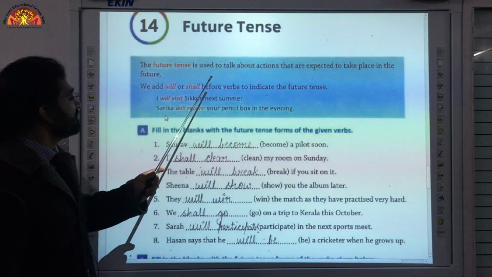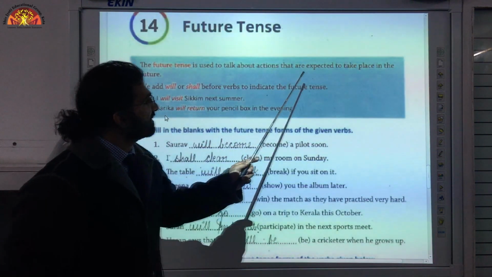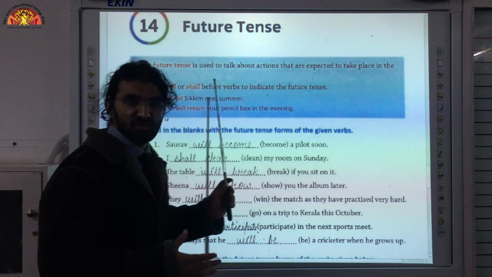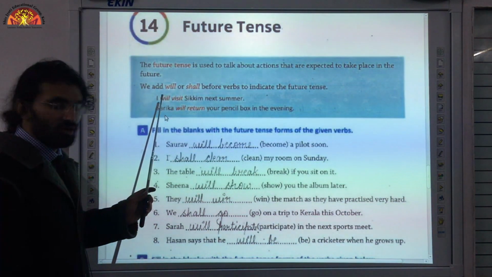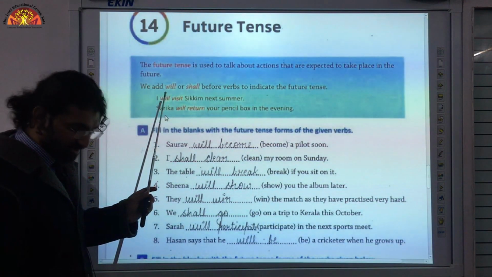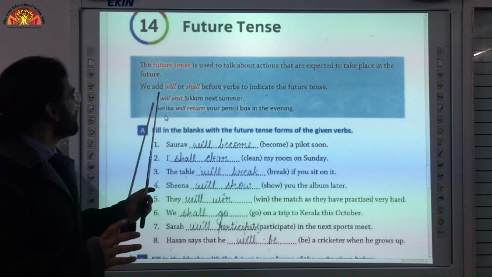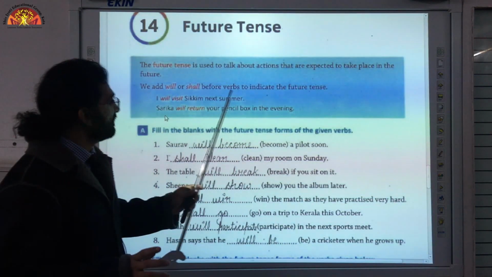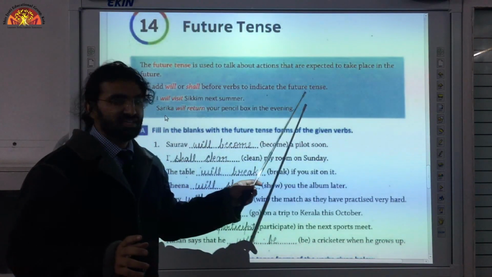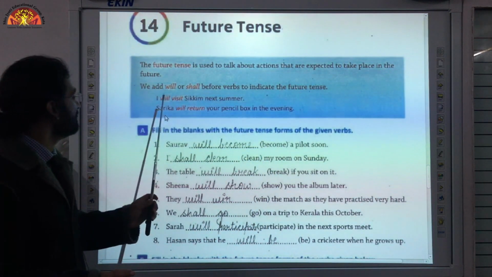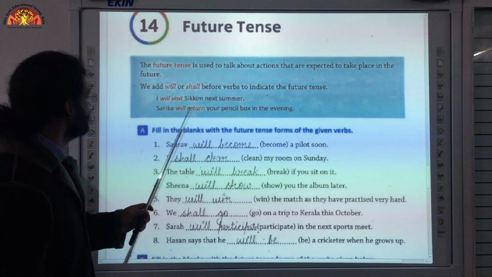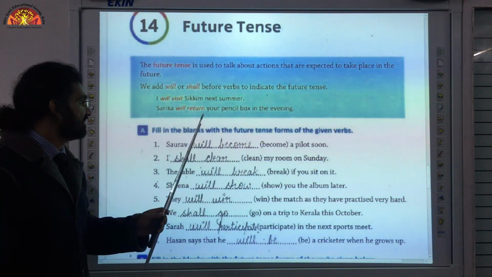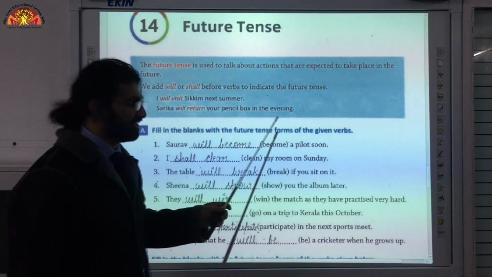The future tense is used to talk about actions that are expected to take place in the future. We add will or shall. It's on page number 59, by the way. We add will or shall before verbs to indicate the future tense. So what are we going to use? Either will or shall. I will visit Sikkim next summer. Sarika will return your pencil box in the evening.